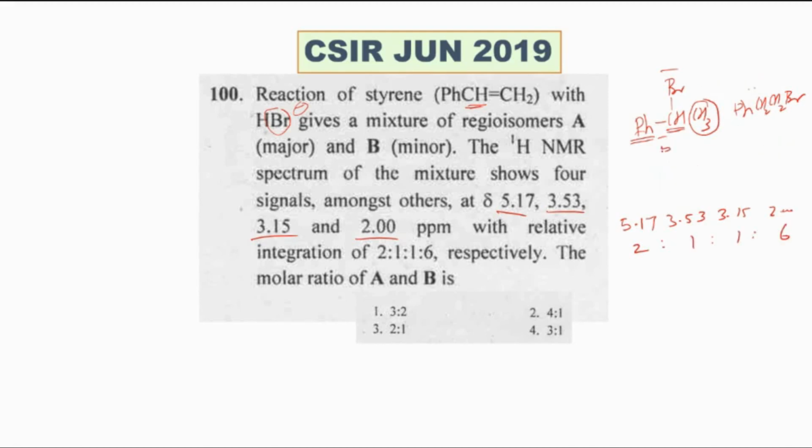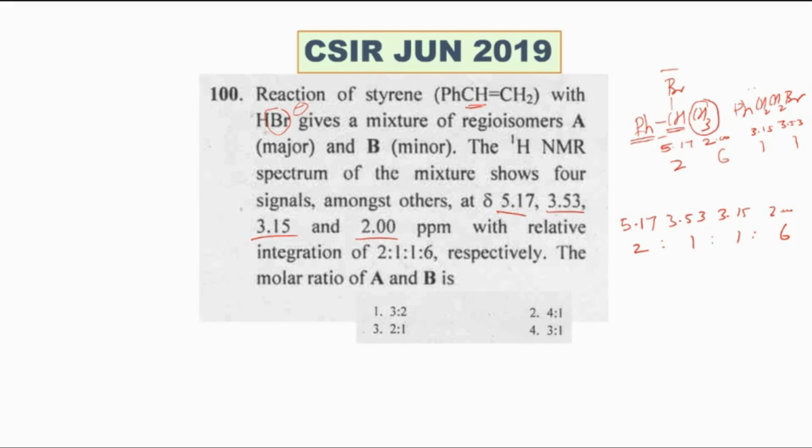This will be 5.17, 2.00, 3.53 and 3.15. So the integration is: this is 2, this is 6, this is 1, this is 1. Okay. Now how do we solve the problem? There is a formula saying that the molar ratio is the ratio of peak height by number of protons. Peak height by number of protons.